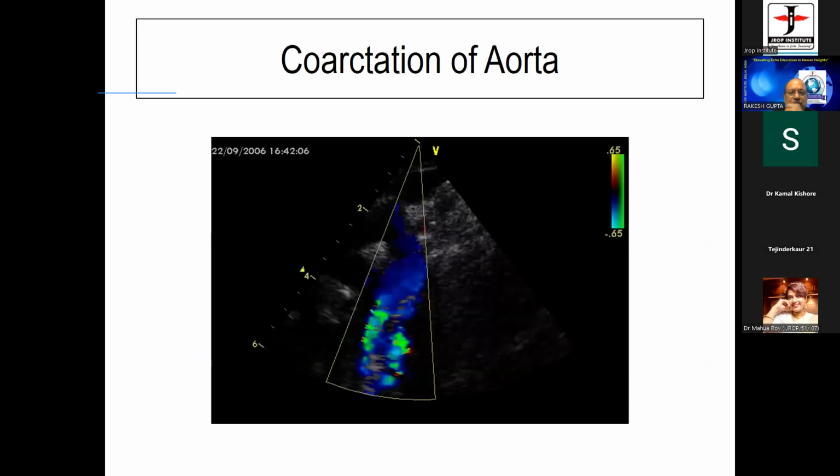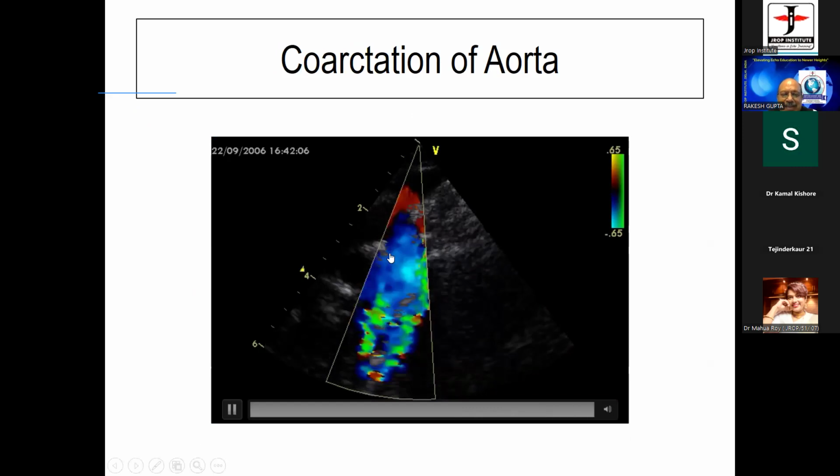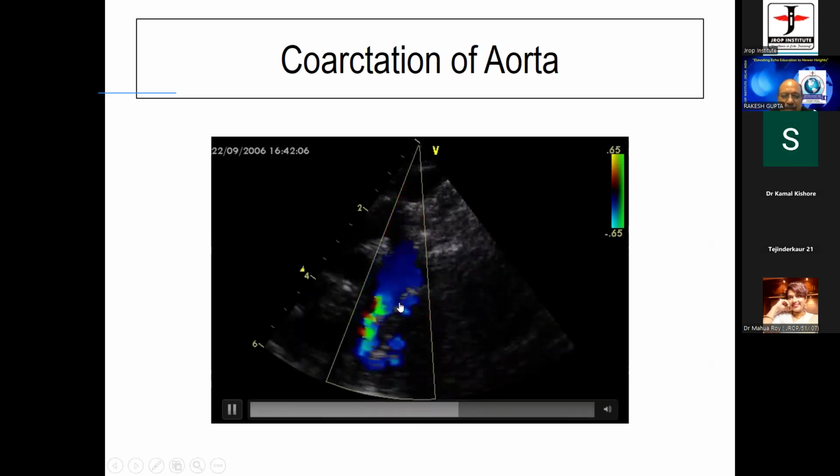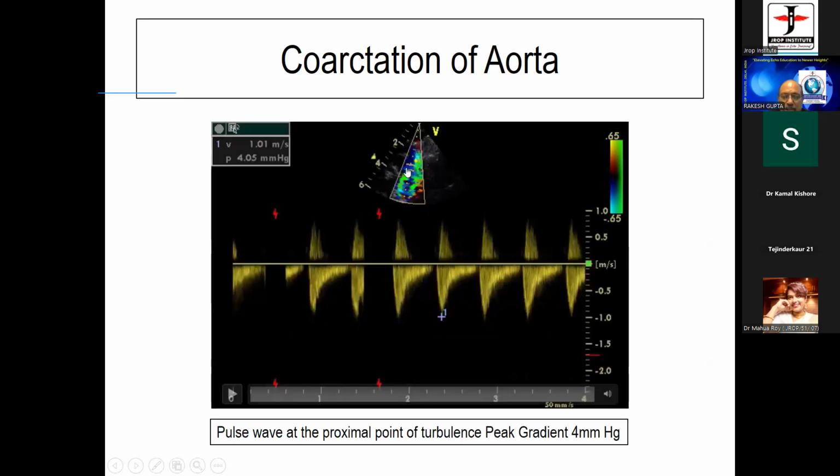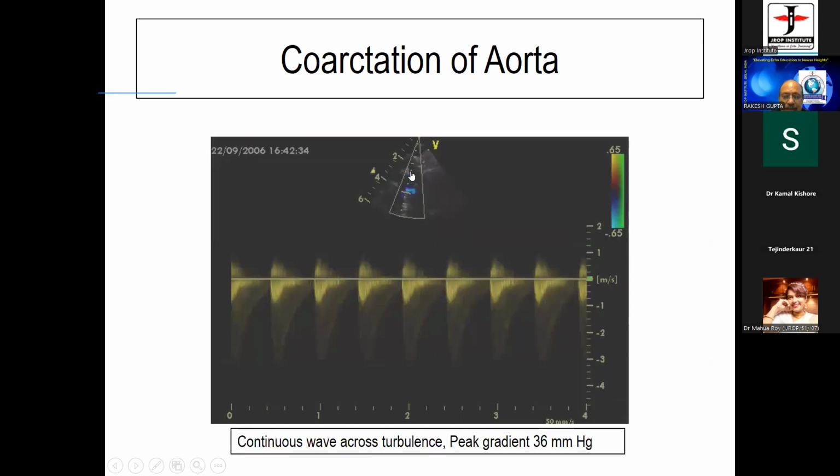Now, let me move on and show you coarctation of aorta. This is my descending aorta. If you switch on the colors, you see a turbulence out here. If you happen to see a turbulence, this is proximal to the coarctation of aorta. And this is a continuous wave across the aorta, so this is the Doppler gradient across the aorta. This is proximal, this is distal. The proximal velocity is 1 meter, so 4 millimeters of mercury, and this is 3 meters per second: 3 into 3 into 4, 36 minus 4, a 30 millimeter gradient across this coarctation of aorta.